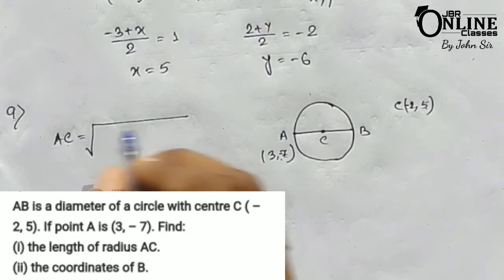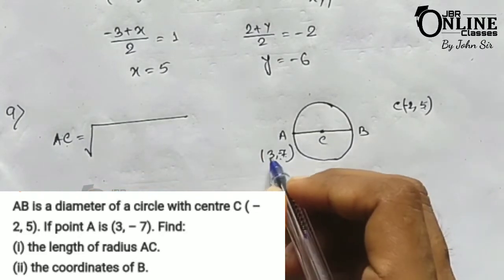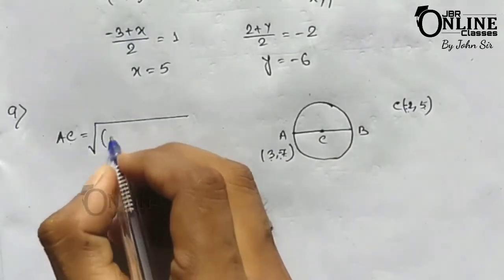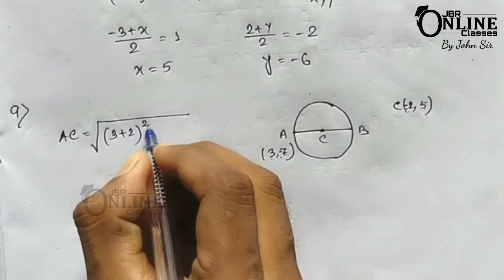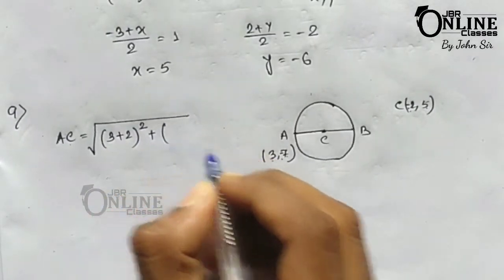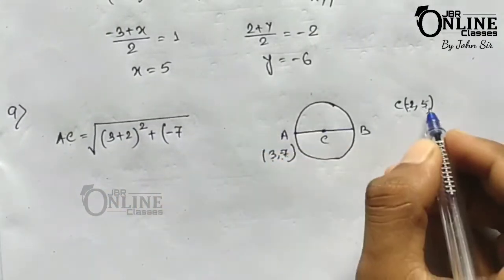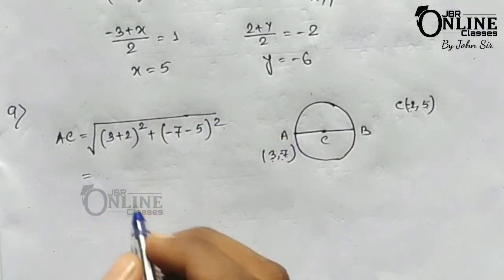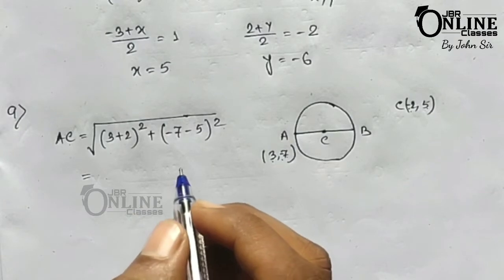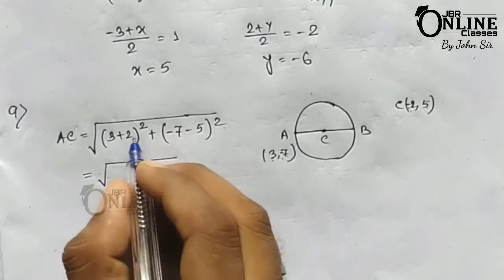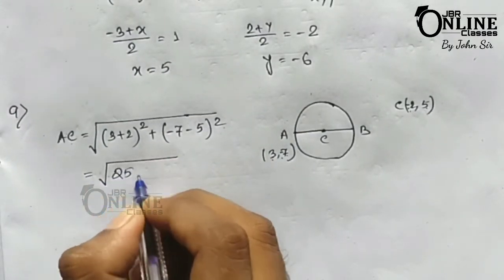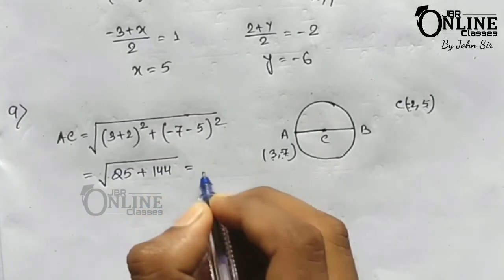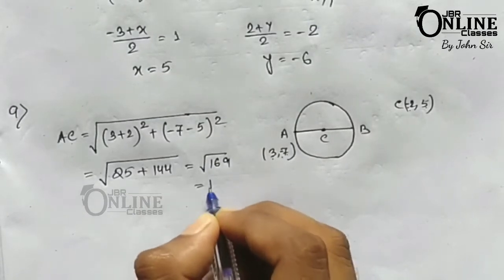So here AC equals root over, the formula is (x1 minus x2) whole square plus (y1 minus y2) whole square, where x1 equals 3, x2 equals minus 2, so 3 minus minus 2 is 3 plus 2, and y1 is minus 7, y2 is 5. That is the formula of the length between 2 points. So here root over 3 plus 2 is 5, 5 square is 25, and minus 7 minus 5 is minus 12, so that is 144, and that equals root over 169, so that equals 13.